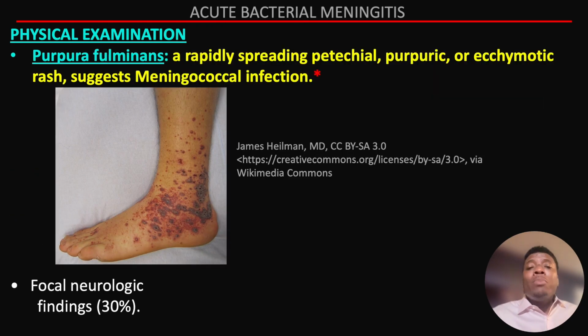On examination, you may also see purpura fulminans. Again, if you see that classic petechial, purpuric, or ecchymotic rash, that highly suggests meningococcal infection. You get gram-negative sepsis and DIC that results in bleeding, resulting in the classic purpuric rash.